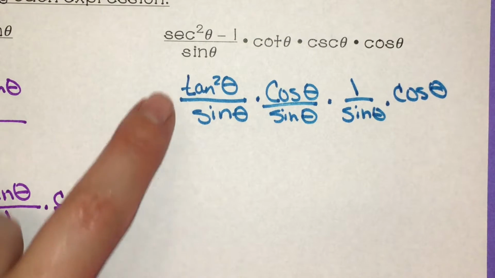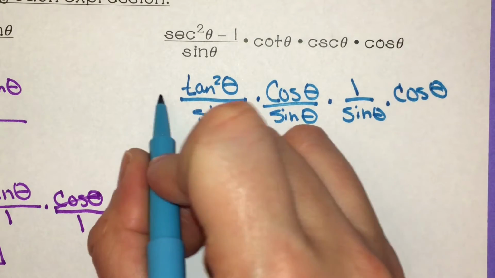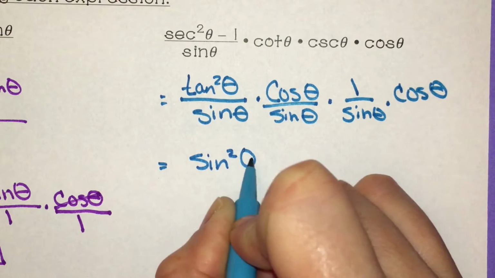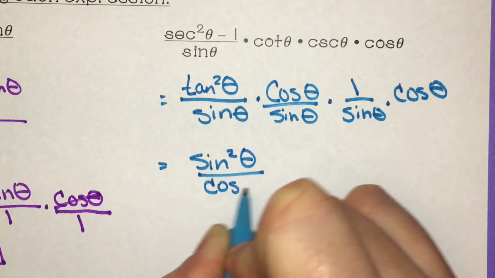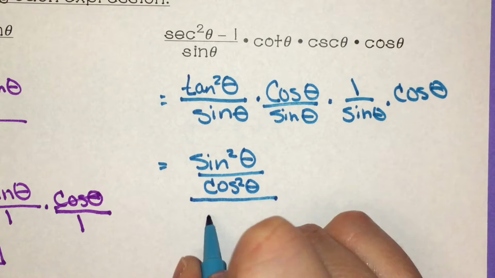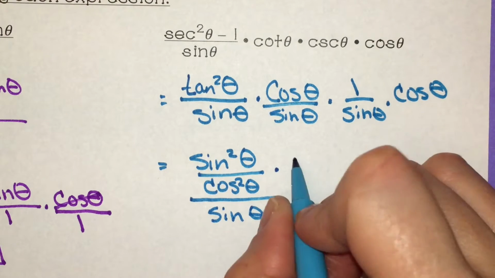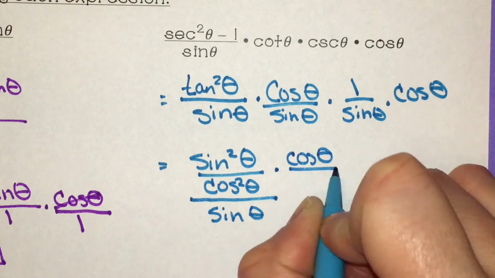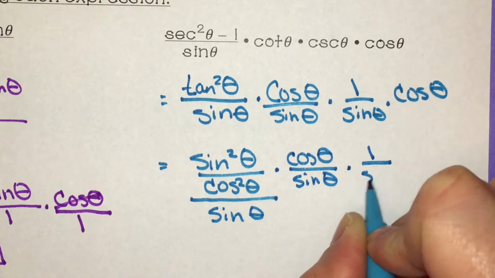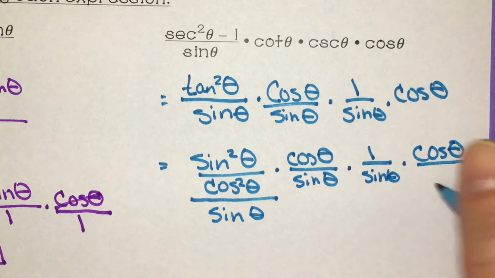So cotangent theta is cosine theta over sine theta, multiplied by cosecant, 1 over sine theta, multiplied by cosine theta. All right, tangent squared theta gives me sine squared theta over cosine squared theta, and this is over sine theta. The top part is multiplied by cosine theta over sine theta multiplied by 1 over sine theta multiplied by cosine theta. I'm just going to put it over 1.